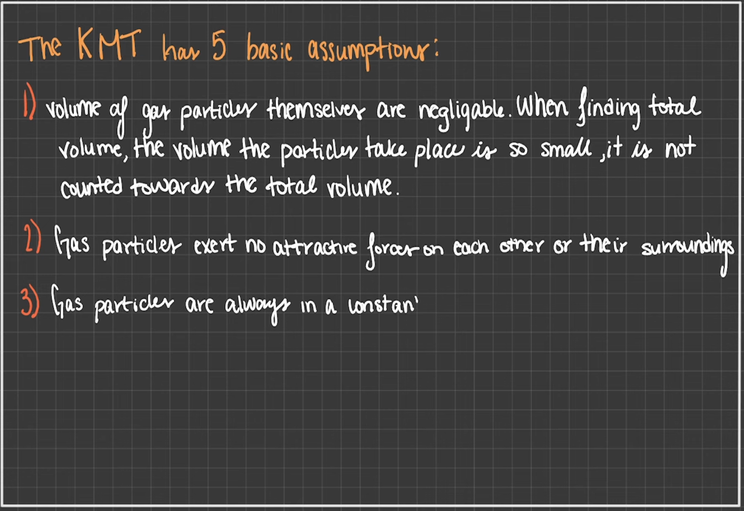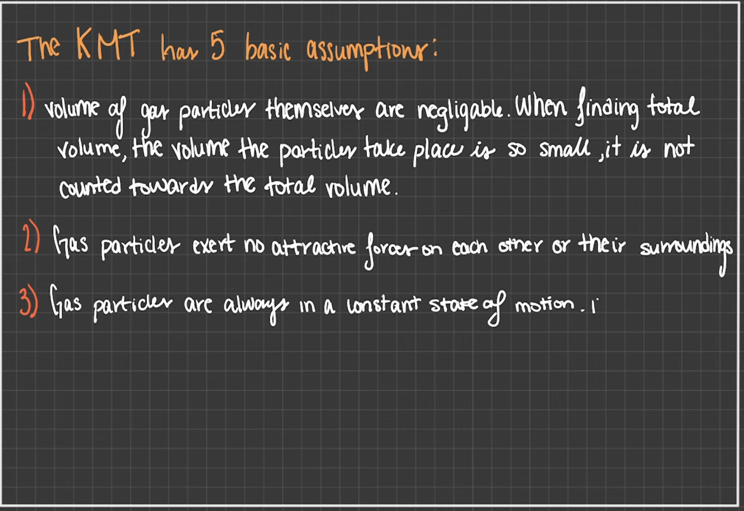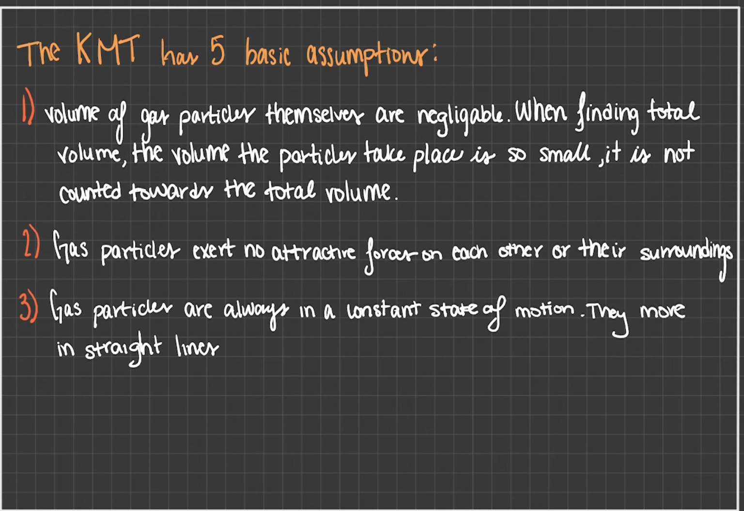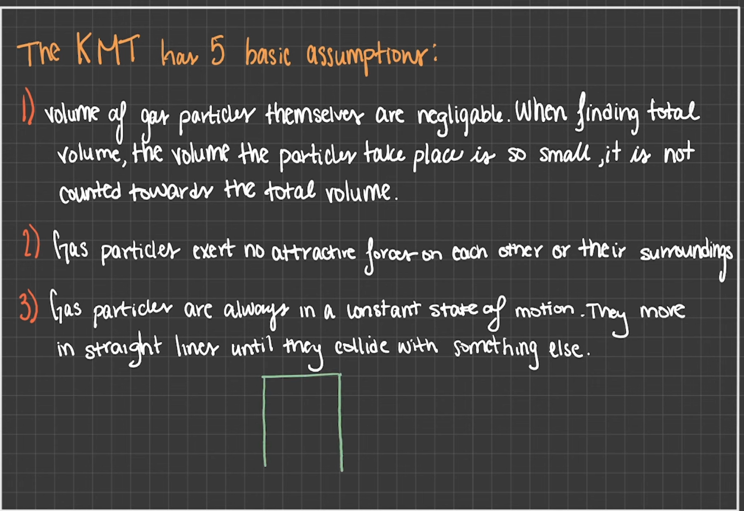The third assumption is that gas particles are always in a constant state of motion. They move in straight lines until they collide with something else, and that moves them into another direction in a straight line. So they're always in a state of random motion. In this picture, this particle hits a corner of the object, then hits another corner and changes trajectory. Then it hits something else and changes trajectory again, but how it changes direction is completely random, and where it hits is also completely random.